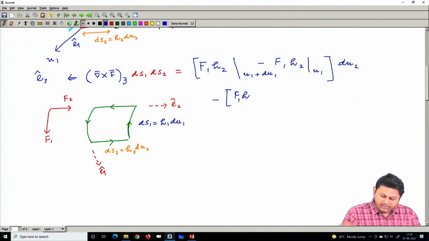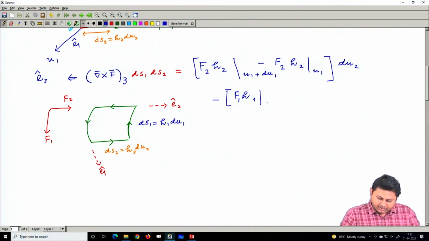Sorry, this should be F2, not F1, because F2 is along this direction. I am making a mistake here. So F2 and F2, but this one will be F1 and F1, and then it should be H1 executing at... oh okay, I am talking about this line.